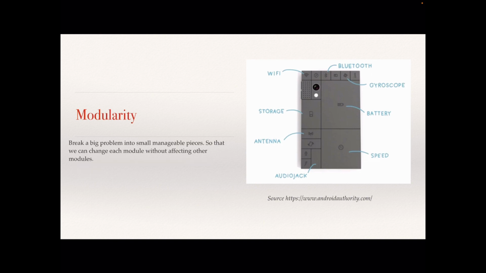So, what is modularity? Modularity means you take a big problem and break it into small manageable pieces so that we can change and manage each module without affecting the other modules. Here we have an example. If you have, for example, a very modular mobile phone, we can take this mobile phone and we divide it into small modules. Each module has a specific job. For example, we have a Wi-Fi for connection and battery, for power, storage, antenna. So you take the whole big problem, which is designing a mobile phone, and you divide it into small manageable pieces.